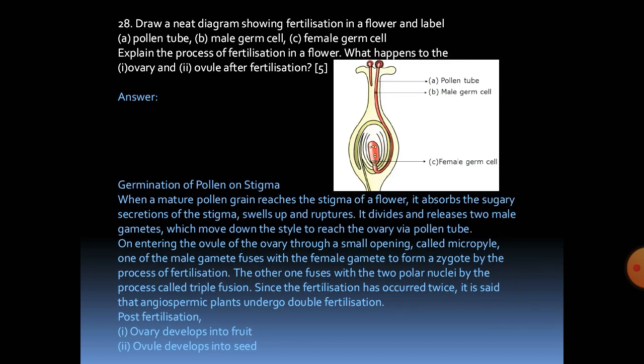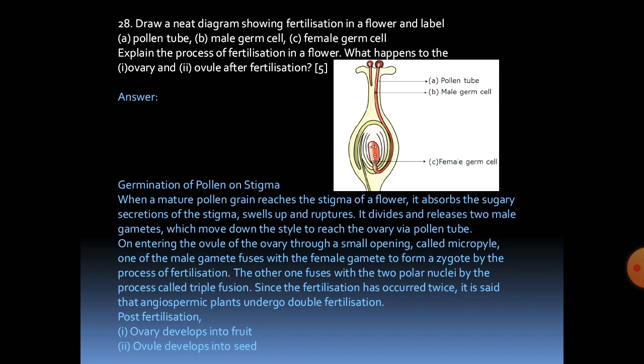Next question is: draw a neat diagram showing fertilization in a flower, which is shown here, and you also have to label the pollen tube, male germ cell and female germ cell. You have to explain the process of fertilization, and you have to write what happens to the ovary and ovule after fertilization. So the ovule will form the seed and the ovary will form the fruit after fertilization. And what is fertilization? Fertilization is the fusion of male and female gametes forming a zygote, which is the product of fusion of male and female gametes.